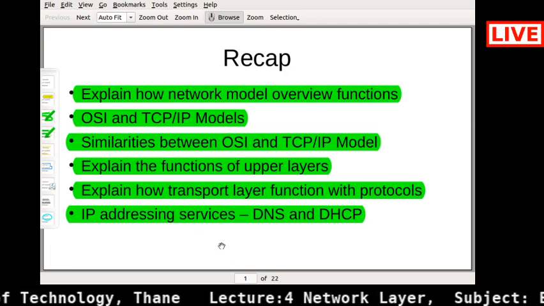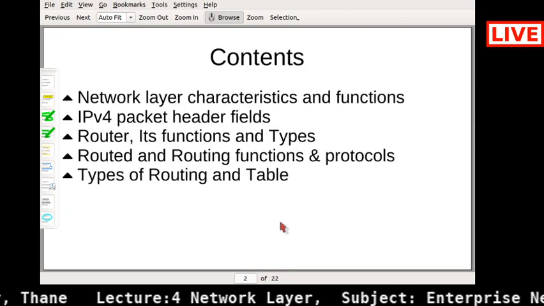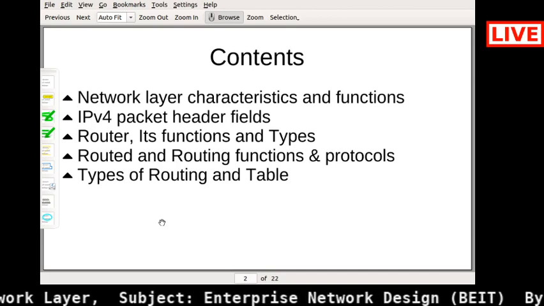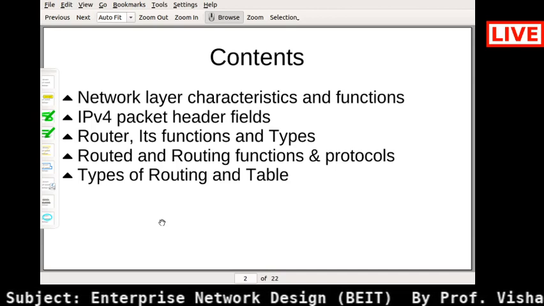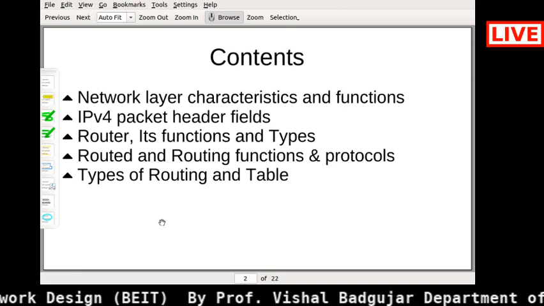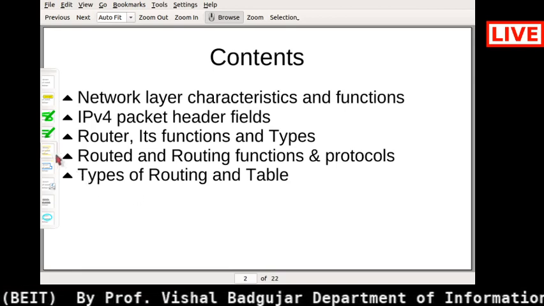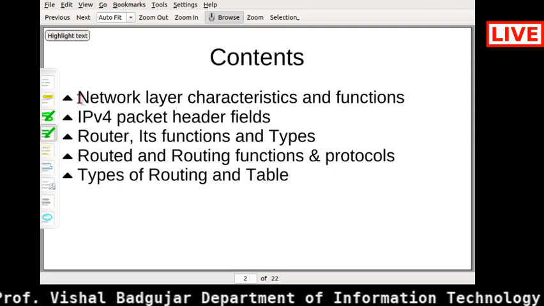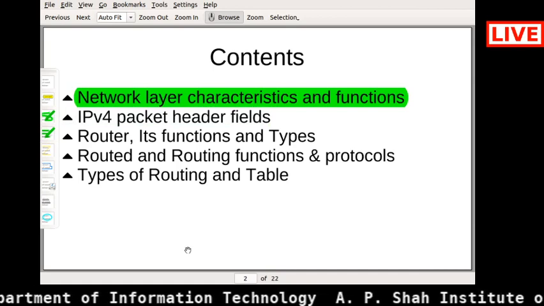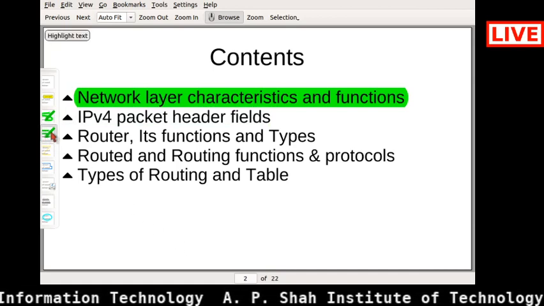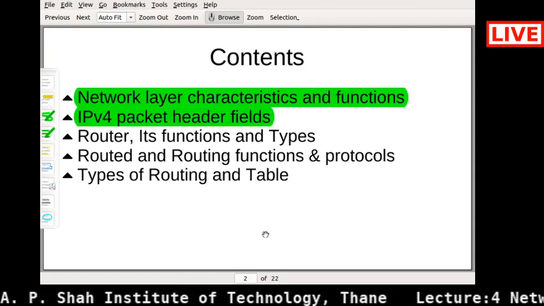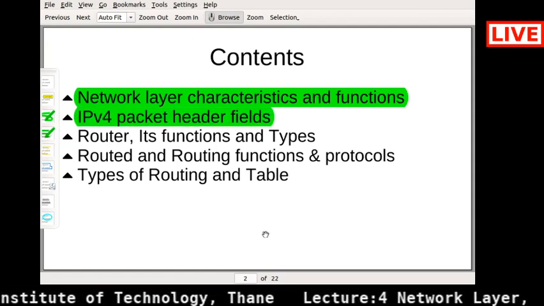Today we are going to start with layer number 3, that is the network layer. In the next lecture we will see the first two layers, that is the physical layer and the data link layer. In today's lecture we will see what we mean by the network layer, layer number 3, its characteristics and functionalities. In the network layer, we will see how IPv4 is important for logical addressing.